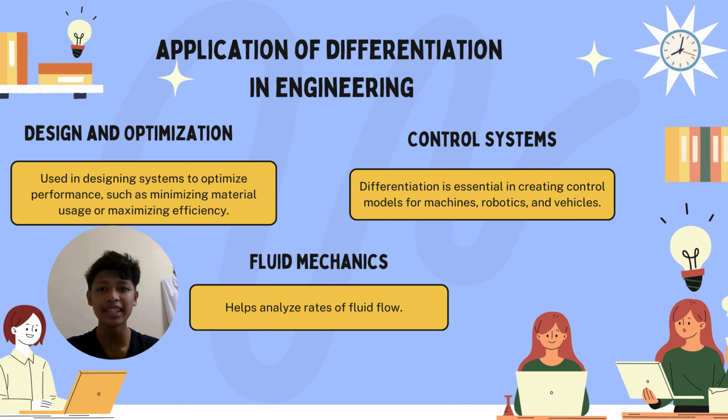The next part is application of differentiation in engineering. There are three examples. The first example is design and optimization. It is used in designing systems to optimize performance, such as minimizing material usage or maximizing efficiency. The second example is control systems. Differentiation is essential in creating control models for machines, robotics, and vehicles. And the third example is fluid mechanics. It helps analyze rates of fluid flow.